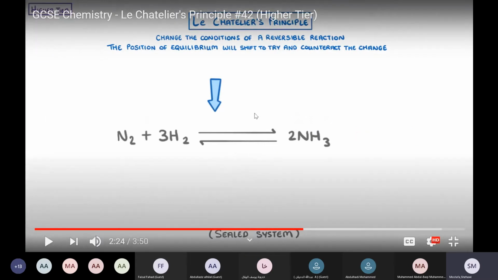So I'll ask you a question here. If we are in a factory to produce ammonia gas, what do you expect us to do: put the reaction medium in a hot temperature, increasing the temperature, or put it into a cold medium? Which one is better for producing ammonia gas? I want your answer, guys.